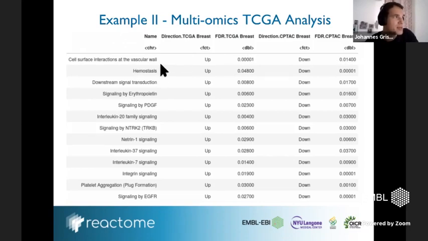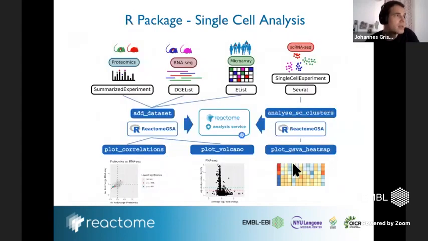And these are really important things, like, for example, IL-20 signaling, IL-7 signaling. So all of this is really important to anti-cancer immunity, and they have different regulations on the protein and transcriptome level.